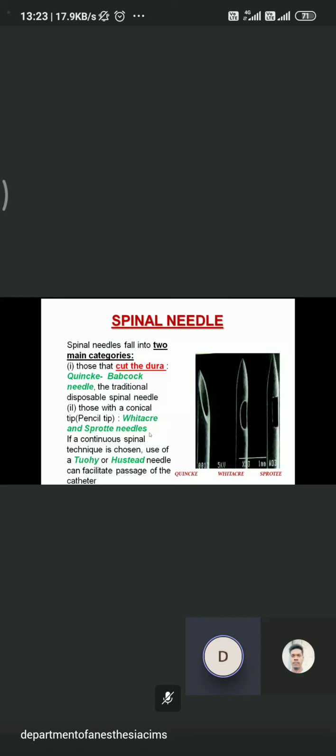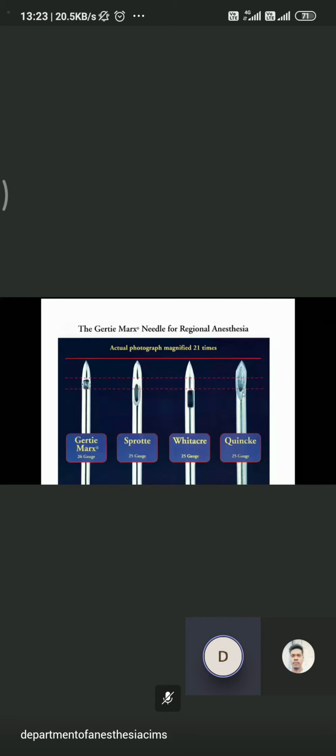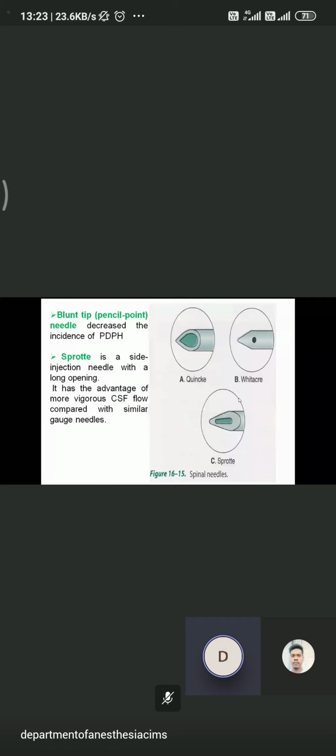This is yet another diagram of the different types of needle. So this is Quincke needle, which is most commonly used. Most commonly we use this type of needle in our settings also. This is 25 gauge Quincke spinal needle. And this is blunt type pencil point needle. The advantage of this type of needle is that it will decrease the post-dural puncture headache. And the advantage of Sprotte type of needle is that we get a vigorous CSF flow as compared to other similar gauge needles.